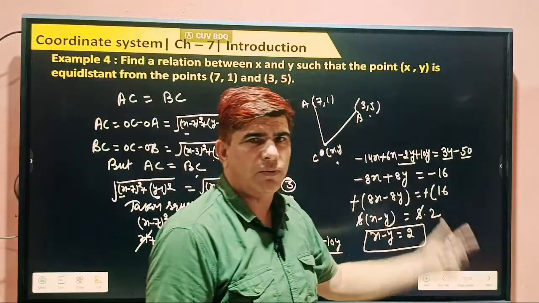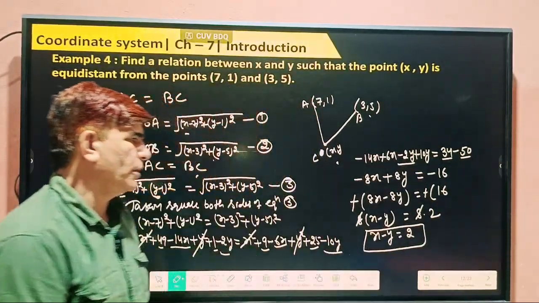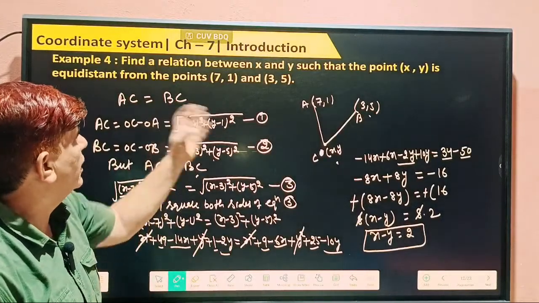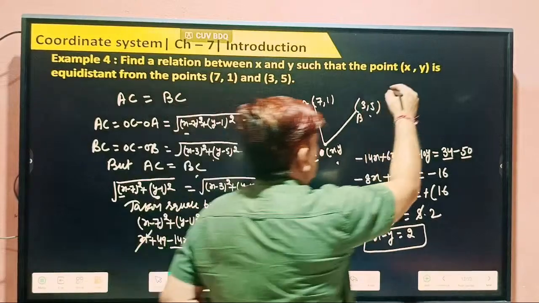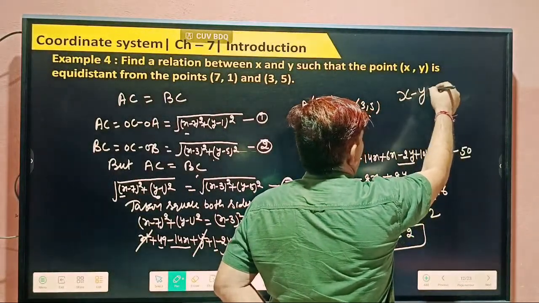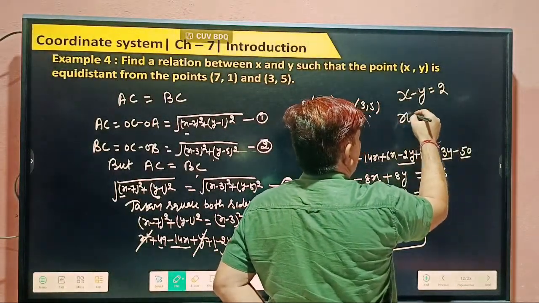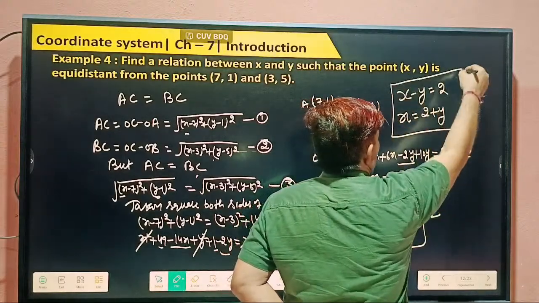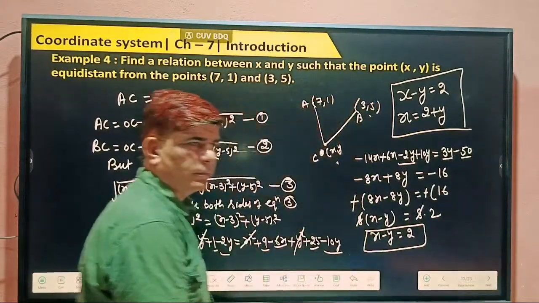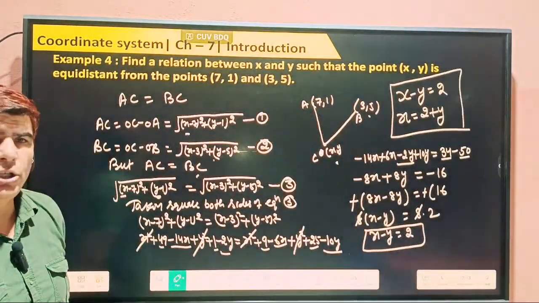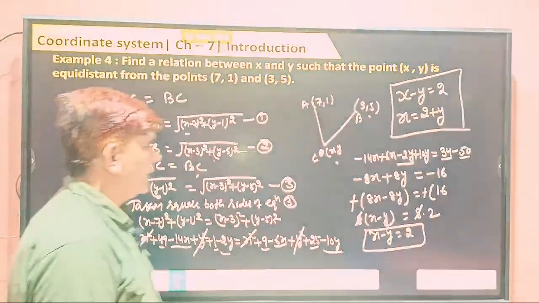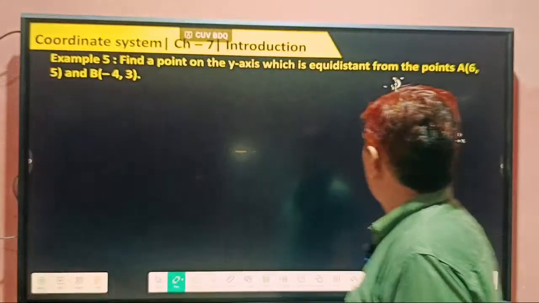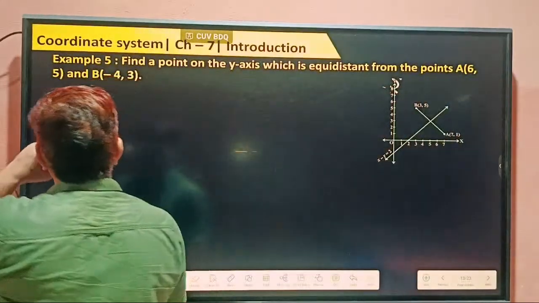If you can draw the graph of it, definitely graph of it is a straight line. What you have to find out? Find the relation. So what you can say relation is this: x minus y equal to 2. Or what we can say, x is equal to 2 plus y. So it depends on you how you want to write. Got or not? So this I told you. Come on the next. Only one formula is there that you have to apply everywhere.